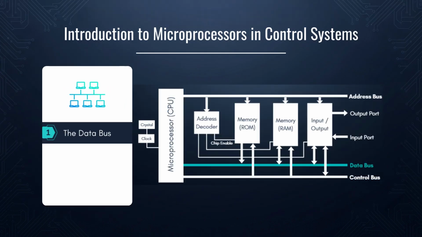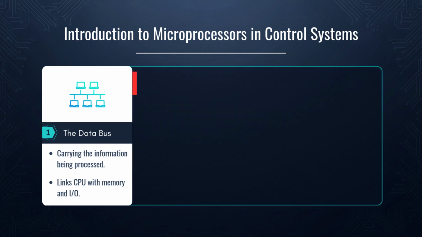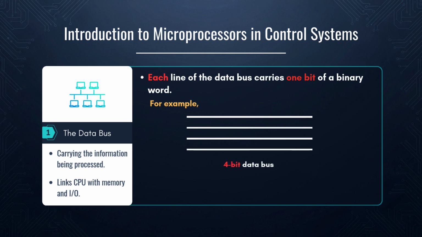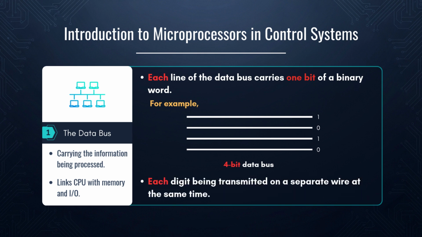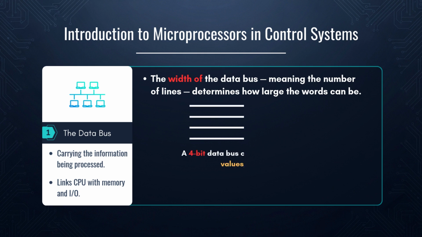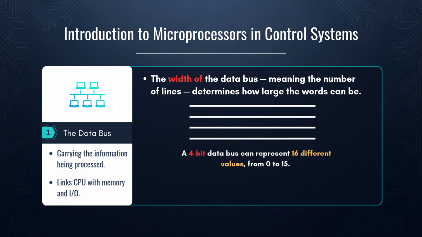The data bus. The data bus is responsible for carrying the actual information being processed. It links the CPU to memory and to input-output devices. Each line of the data bus carries one bit of a binary word. For example, a 4-bit data bus could carry the binary number 1010, each digit being transmitted on a separate wire at the same time. The width of the data bus, meaning the number of lines, determines how large the words can be. A 4-bit data bus can represent 16 different values, from 0 to 15.